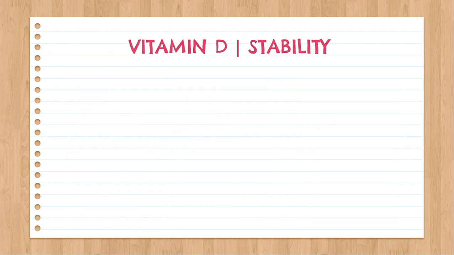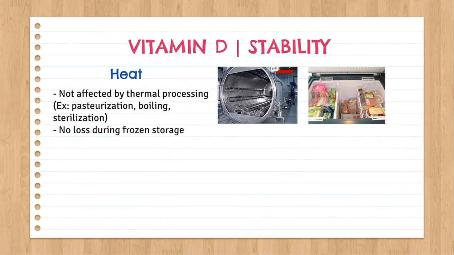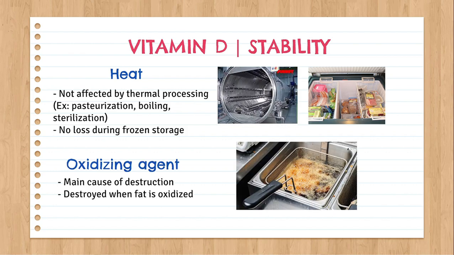Regarding stability, vitamin D is not affected by thermal processing such as pasteurization, boiling, and sterilization, and there is no loss of vitamin D during frozen storage of foods rich in vitamin D. However, since vitamin D is fat-soluble, it is easily destroyed when fat in the food is oxidized. This is the main reason causing destruction of vitamin D.